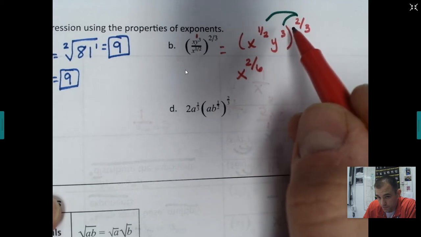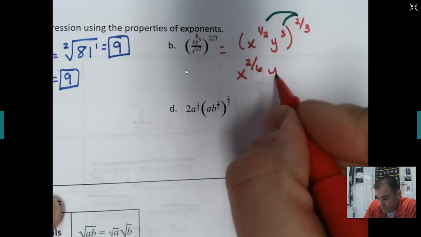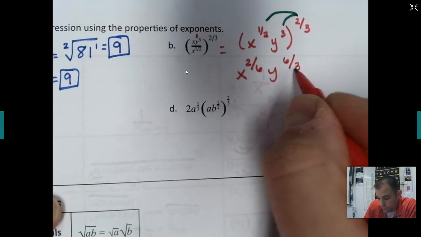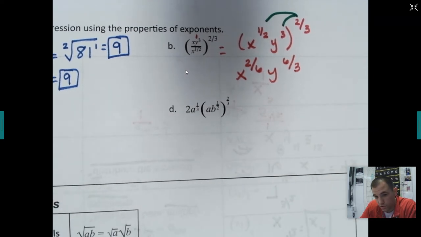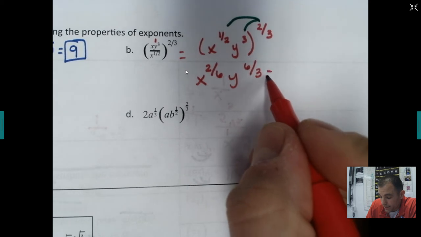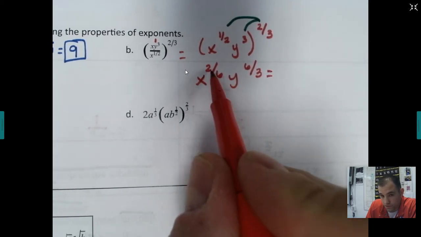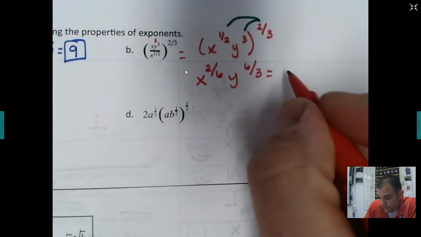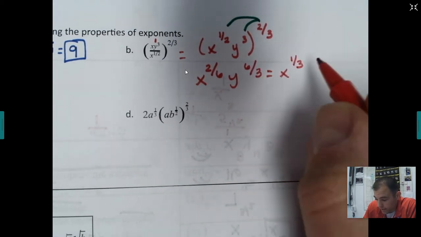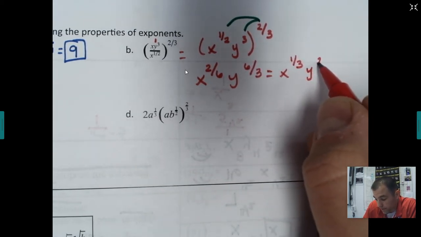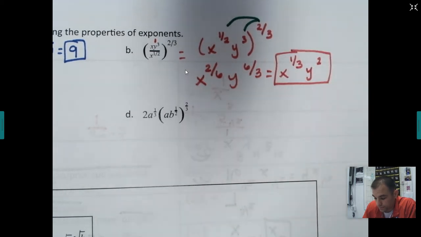Then I do the y's. 3 times 2 is 6. The bottom would just stay 3. So I have x to the 2/3 and y to the 6/3. And then I can simplify those fractions. 2 over 6, I could divide them both by 2, so I get 1/3. 6 over 3, actually, 6 divided by 3 is just 2.